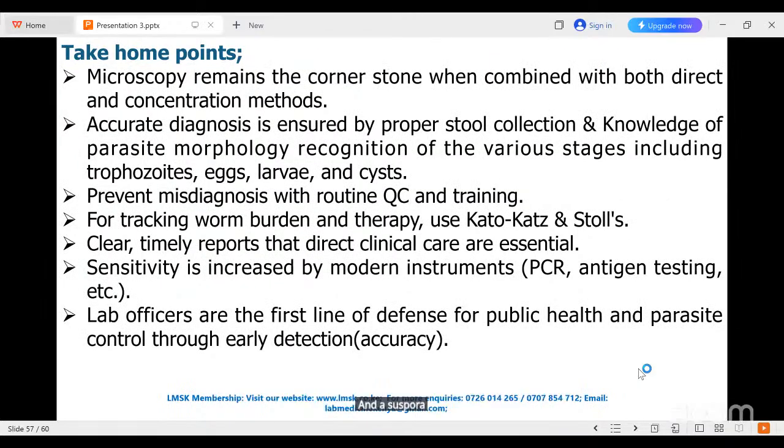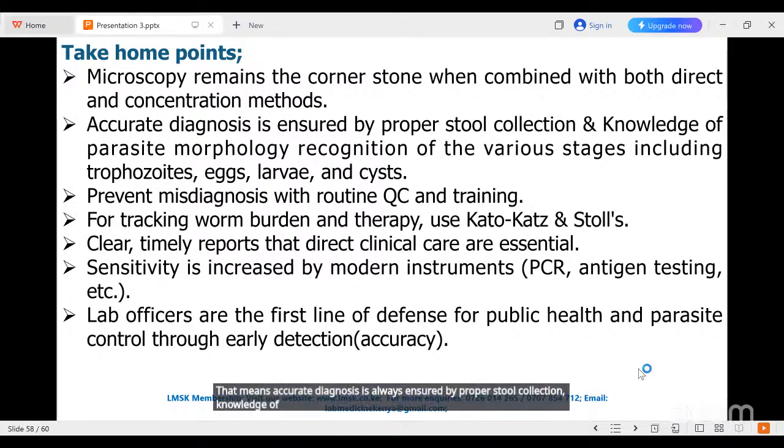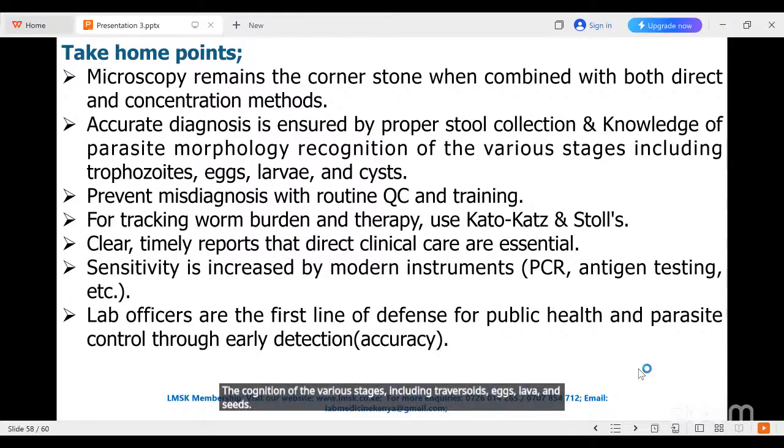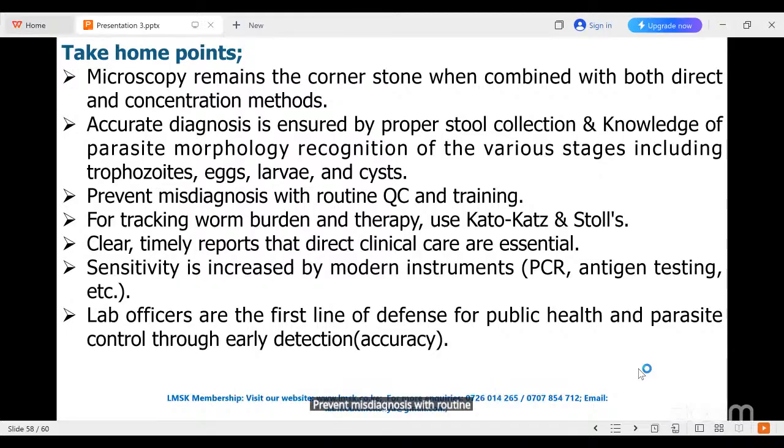Take home points. So microscopy remains the cornerstone when combined with both direct and concentration methods. That means accurate diagnosis is always ensured by proper stool collection, knowledge of parasite morphology, and recognition of the various stages, including trophozoites, eggs, larvae, and cysts. Prevent misdiagnosis with routine QC and staining. Always do some QCs, my colleagues.